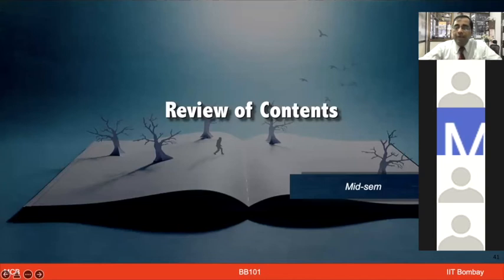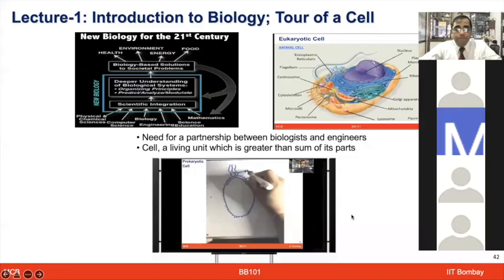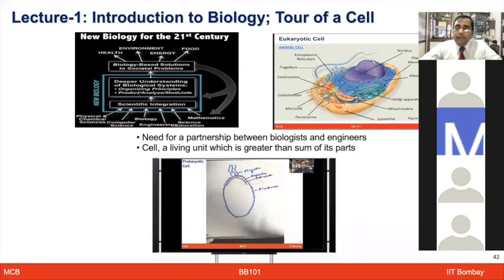BB101 MCB module, and also some of the guidelines for my section of MCB for the midsem. I think, just to remind you, we have been discussing from the first lecture various cell organelles and different types of prokaryotic and eukaryotic cells. And of course, we tried to emphasize in this particular part how it is important for all of you, who are engineering aspirants at an early career stage, to learn some of these basic knowledge, which eventually may help you at some point to come up with some breakthrough ideas.